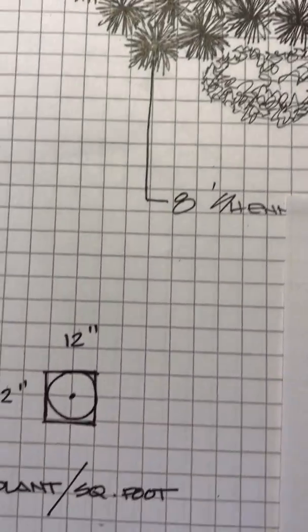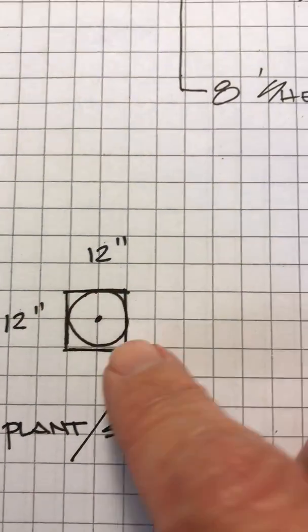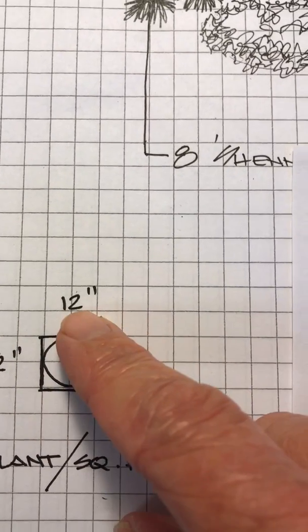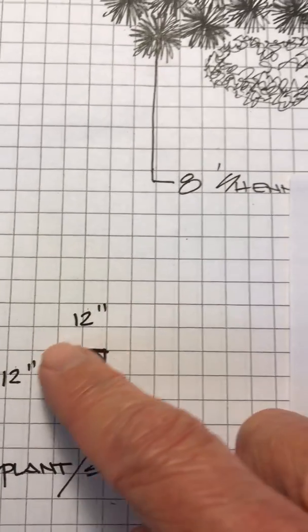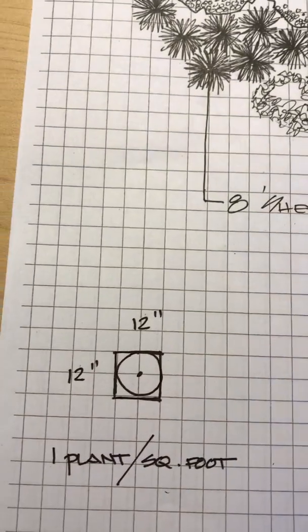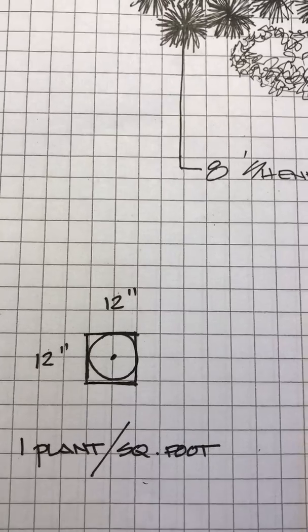And so if we look at this graphically, that just makes sense. I just blew it up so you could see it a little bit better. But if this square represents 1 square foot, so 12 inches by 12 inches, and we're saying one whole plant fills up that square, right? So that's what one plant per square foot would look like.